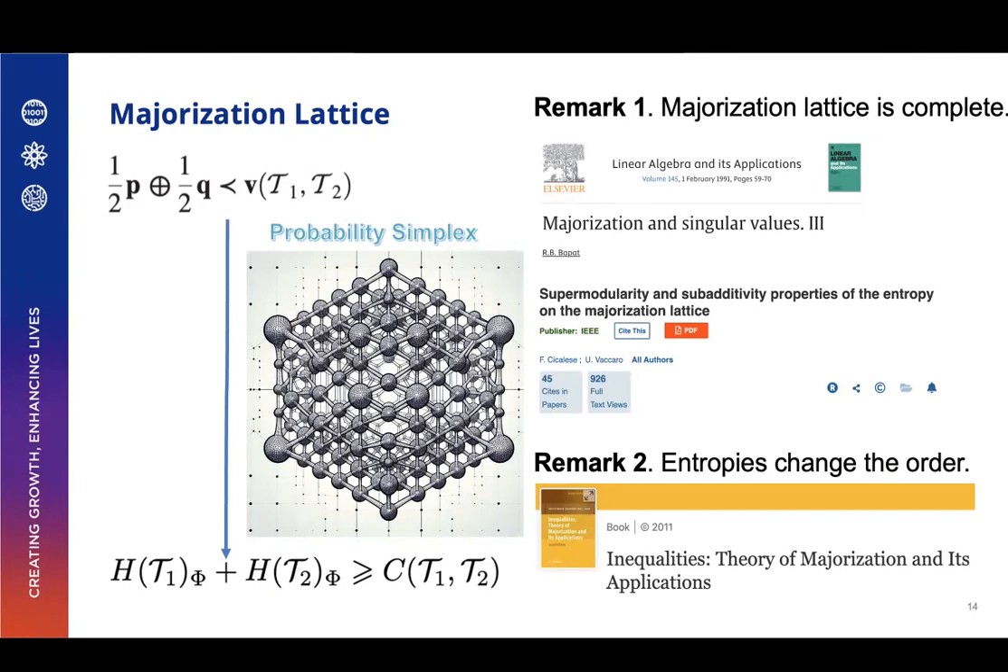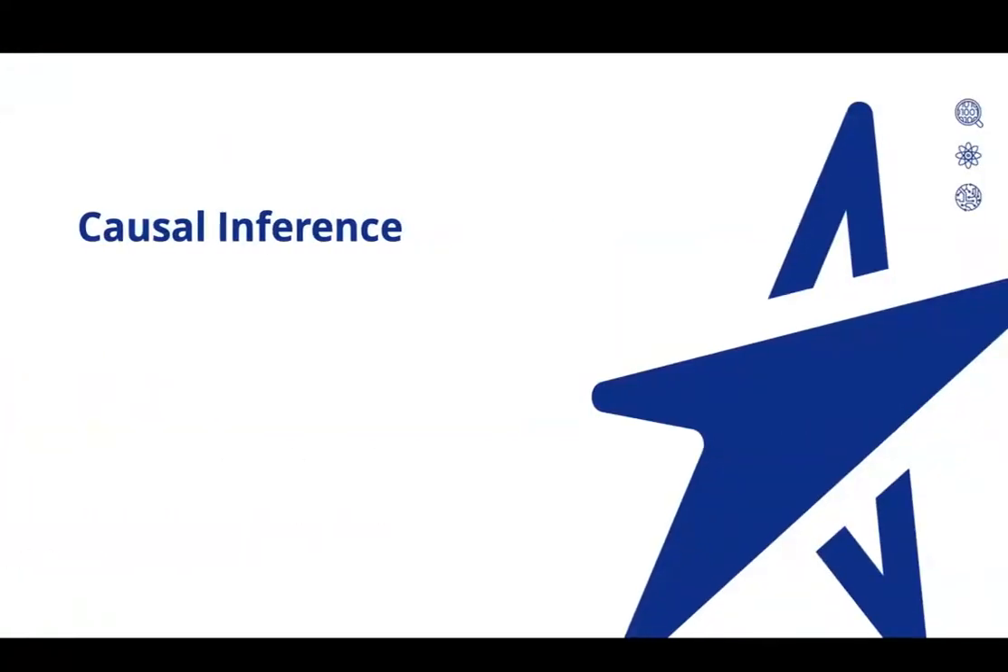This is a paper; it has been proved that the majorization lattice is complete. And from this paper, you can derive another process, called the Sonata-Lis process, which will lead to the optimal bound. And from this paper, remark 2, and this book, you can know why entropies can reverse the order and obtain the entropic uncertainty relation.